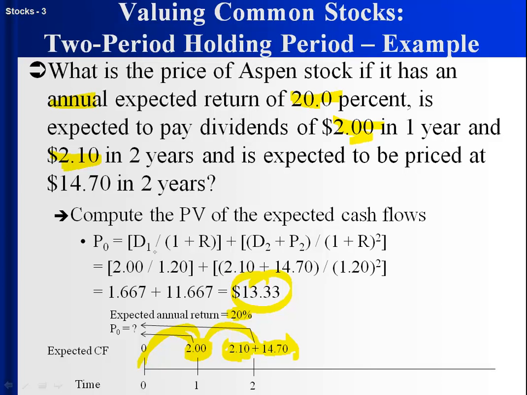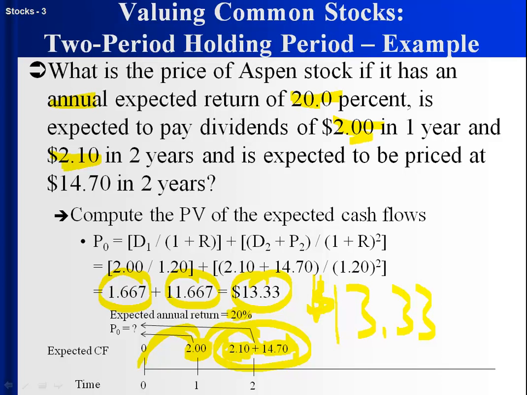Why? Because in one period we expect a dividend of $2, but it's in one year, so it has a present value of about $1.67. In 2 years, we expect a total of $16.80, $2.10 from the dividend, sell it for $14.70. But $16.80 isn't $16.80 today, it's $16.80 in 2 years, so it is worth only about $11.67. So the sum of the present value of all the cash flows, $13.33.